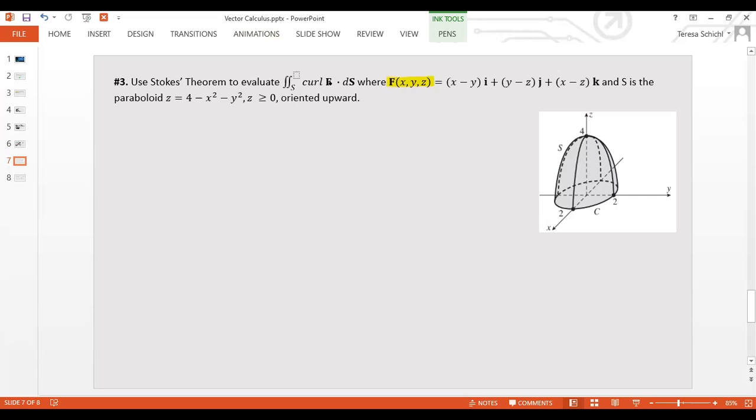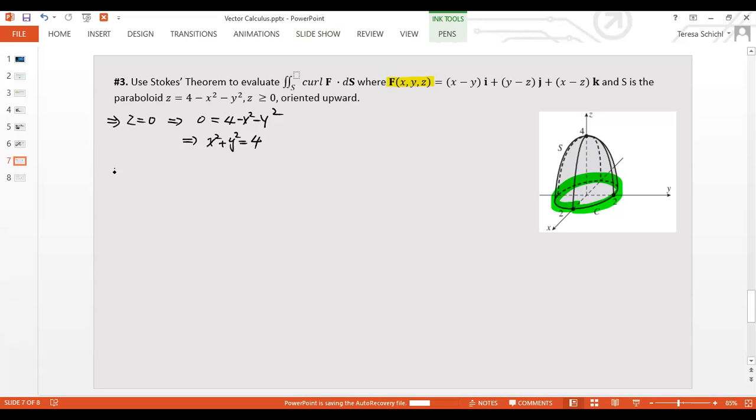So it will probably be a lot easier if I do the line integral here. This is my C, right? Because this is a parabola, it's very easy to find this line integral. What is this line integral? So z is equal to 0, right? So I have 0 equal to 4 minus x squared minus y squared. So I know this line integral is x squared plus y squared equal to 4. Then I know how to parameterize this.